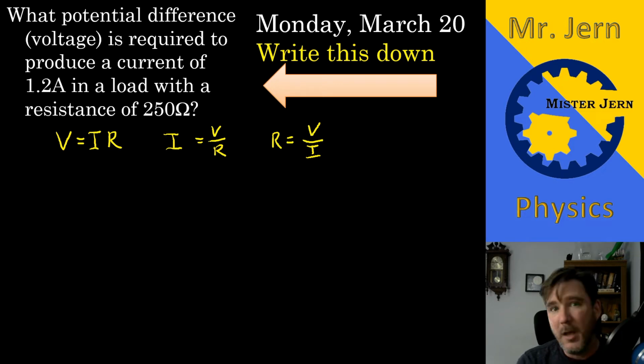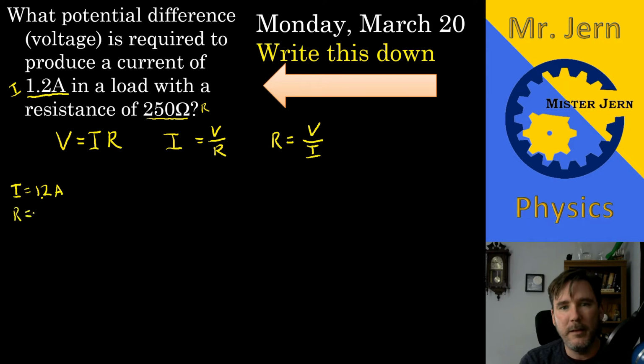So for the first question here, we have a current of 1.2 amps. That is going to be my current. And we have here a resistance of 250 ohms. That little Greek letter omega is our clue that it is resistance. So what I'm going to do is list my knowns and my unknowns. Current is 1.2 amps and resistance, I know, is 250 ohms. And I'm trying to find the potential difference. Another word for potential difference is voltage. So voltage, electrical potential difference, is going to be my big question mark.